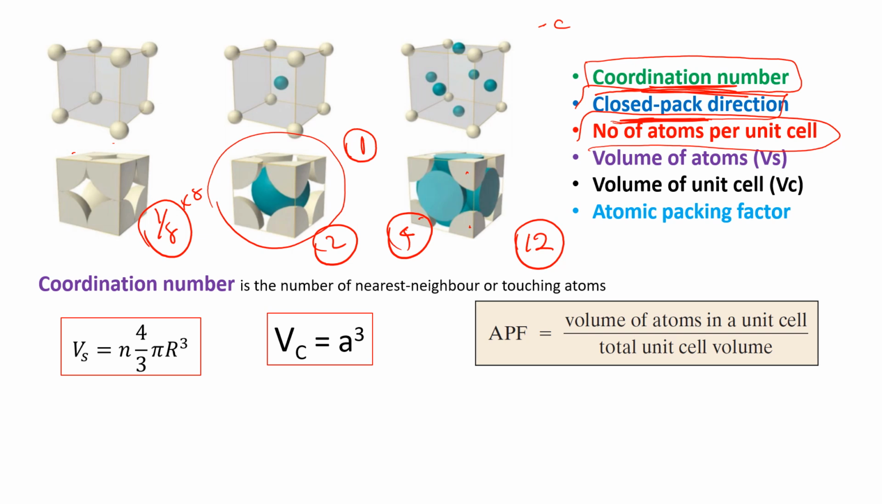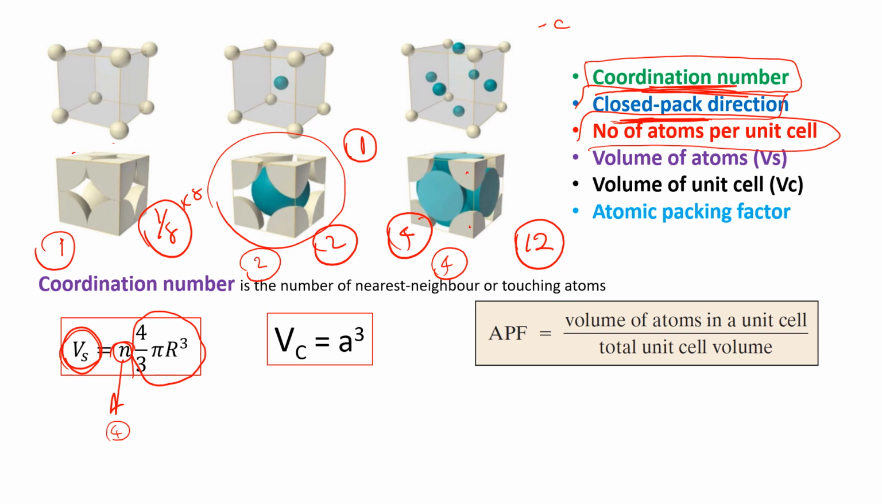Volume of atoms means what? Atom is a sphere. Am I right? Yeah. So the volume of a sphere is this. And we know the number of atoms. In a simple cube it is 1, in a BCC it is 2, and in FCC it is 4, isn't it? So if we know whether it is simple cube, BCC or FCC, we can just put the number of atoms here and we can find the volume of solid. Volume of solids means the volume of atoms. Do you agree with that?